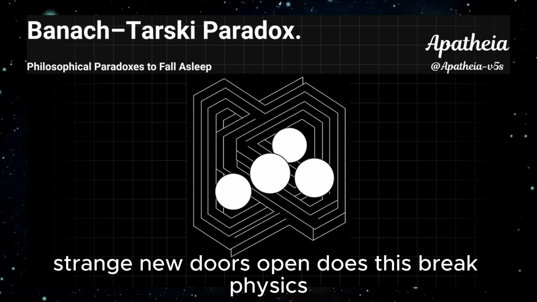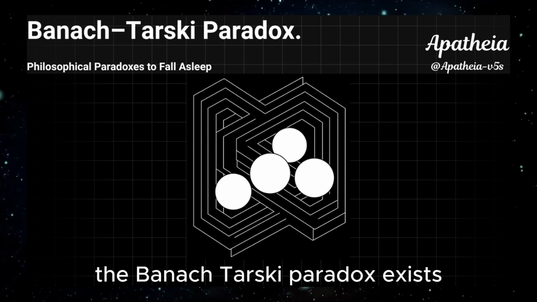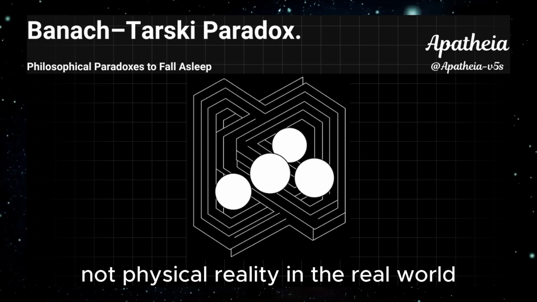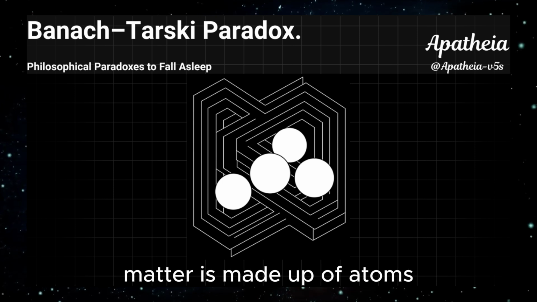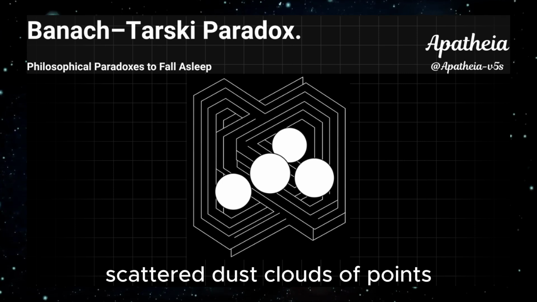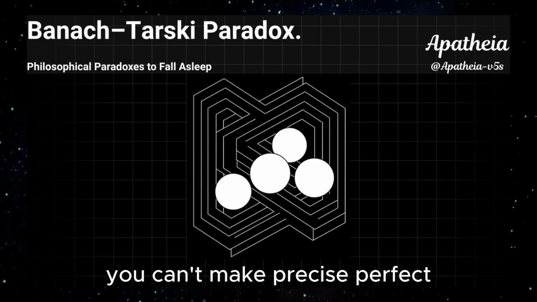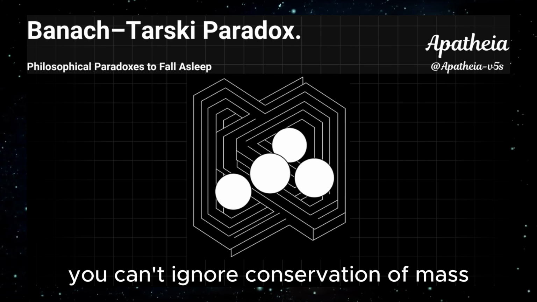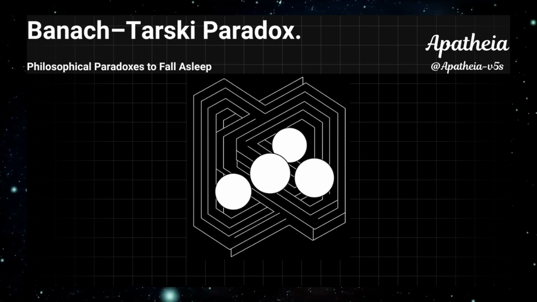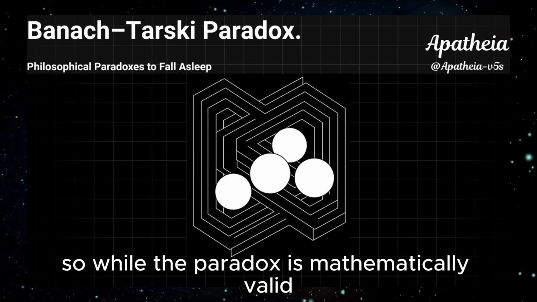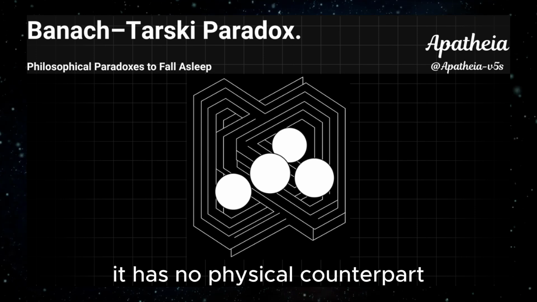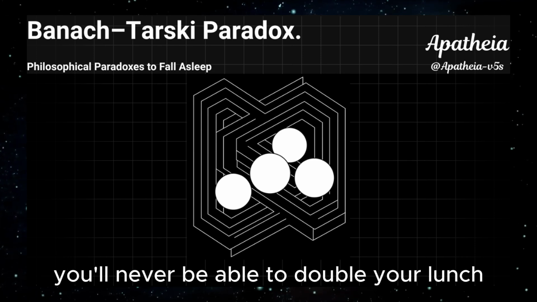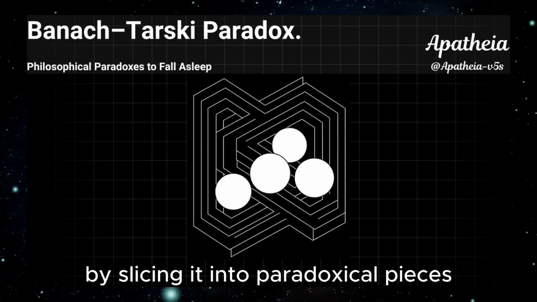Does this break physics? Not at all. The Banach-Tarski paradox exists in the realm of pure mathematics, not physical reality. In the real world, matter is made up of atoms. You can't cut a basketball into infinitely scattered dust clouds of points. You can't make precise, perfect, infinite choices. And most importantly, you can't ignore conservation of mass. So while the paradox is mathematically valid, it has no physical counterpart. It's not something you could actually do in a lab. You'll never be able to double your lunch by slicing it into paradoxical pieces.